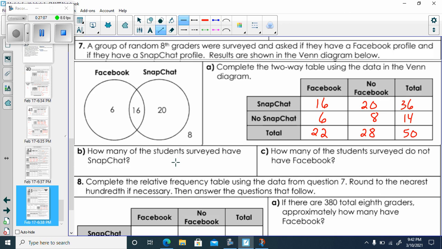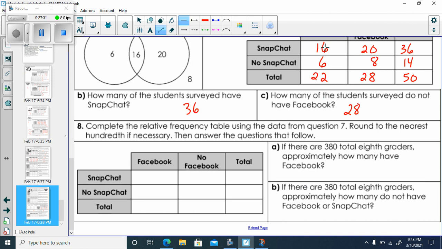How many students surveyed have Snapchat? Snapchat, okay, that would be 36. How many of the students surveyed do not have Facebook? No Facebook would be 28. Complete the relative frequency table using the data from question 7. Okay, round to the nearest 100.